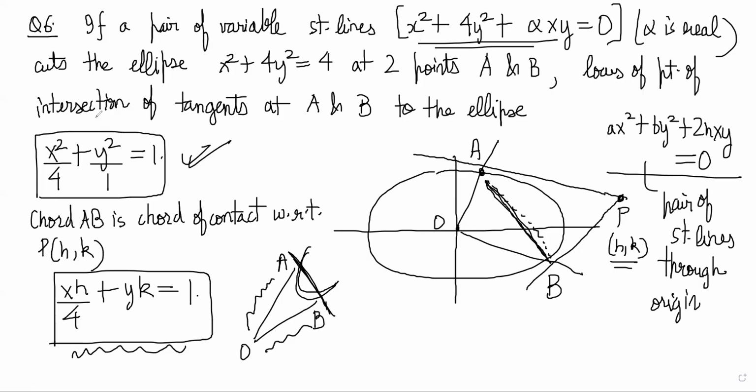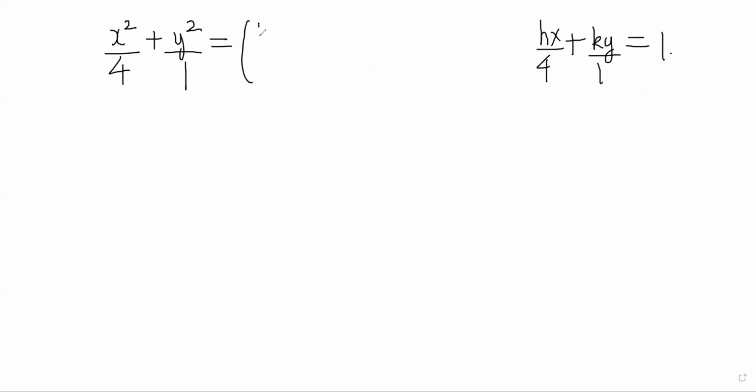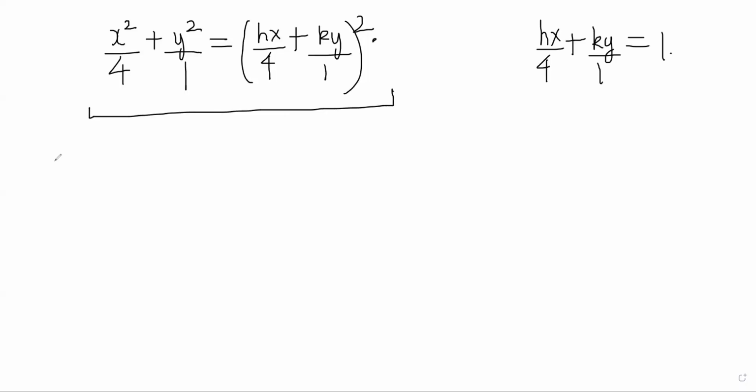So the way to do that would be to look at the ellipse equation equal to 1, and the line was hx/4 + ky/1 = 1. So we can say that it is equal to (hx/4 + ky/1) whole squared. This is the homogenization method. I have discussed it before in the channel, and I will cover it again when we do straight lines shortly.